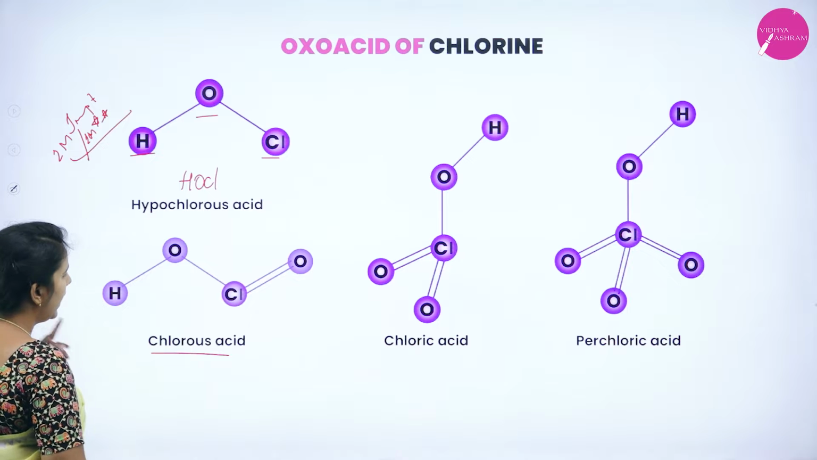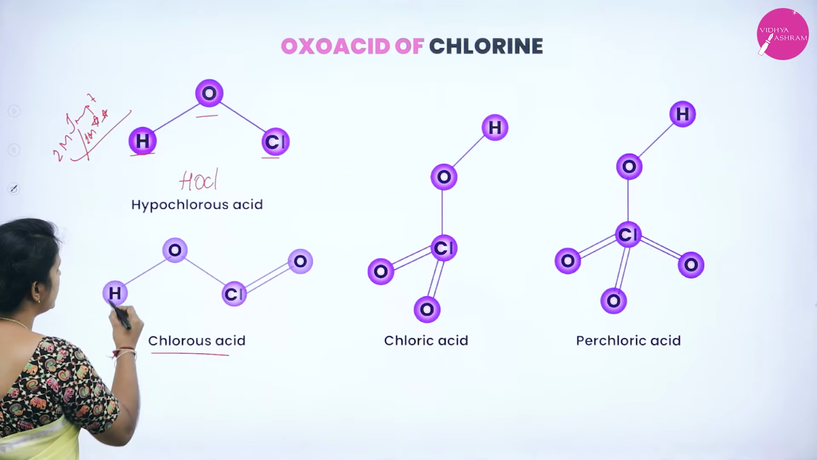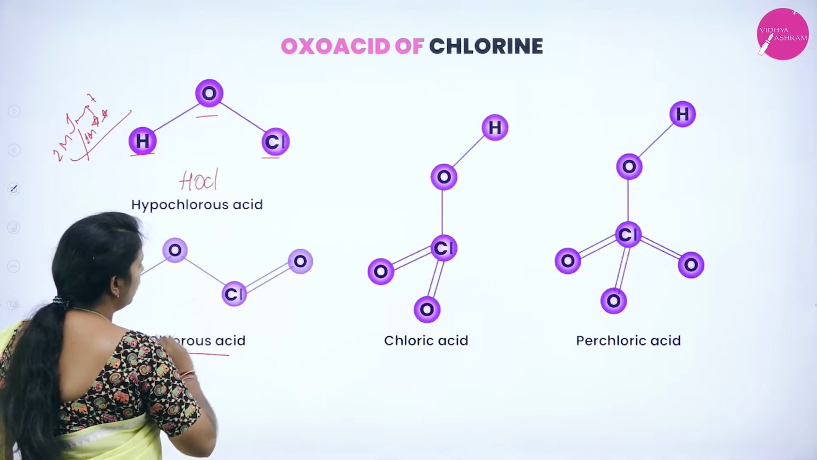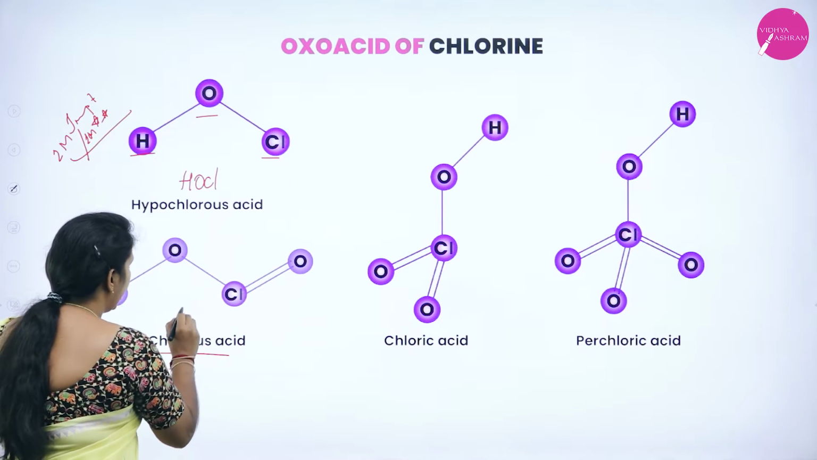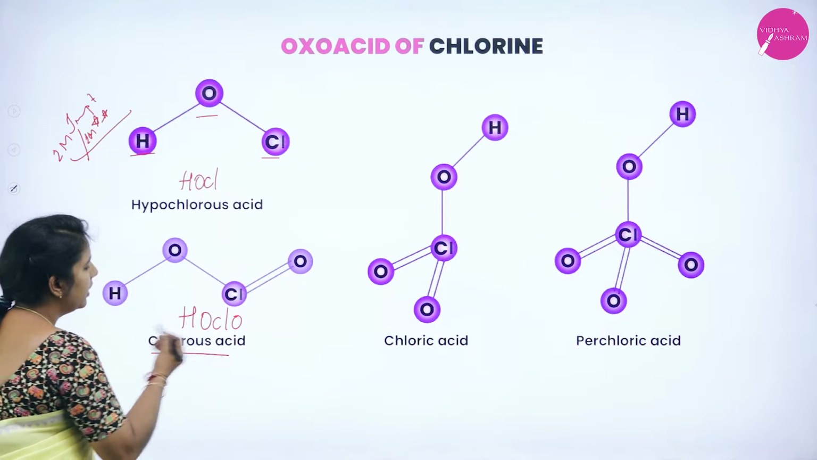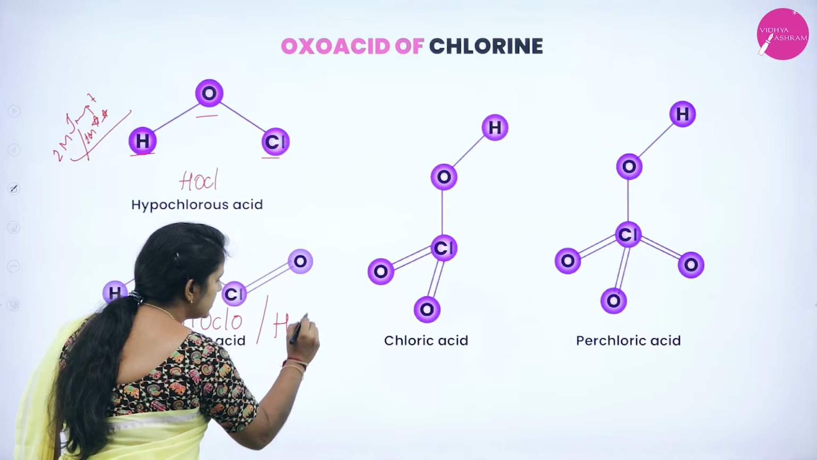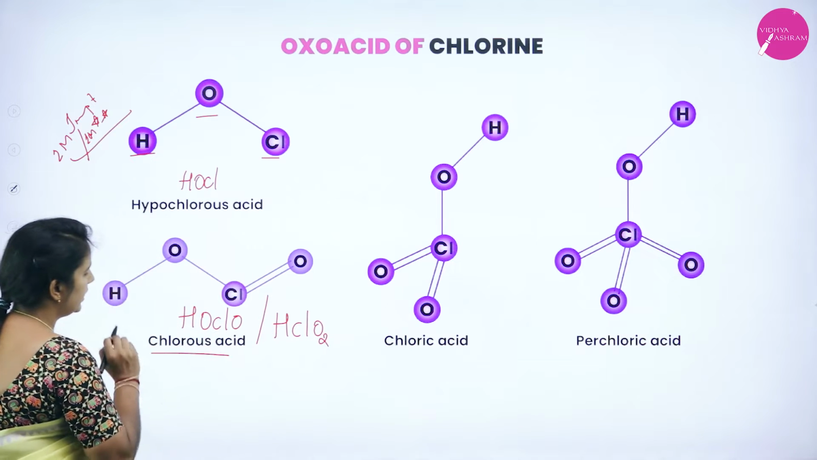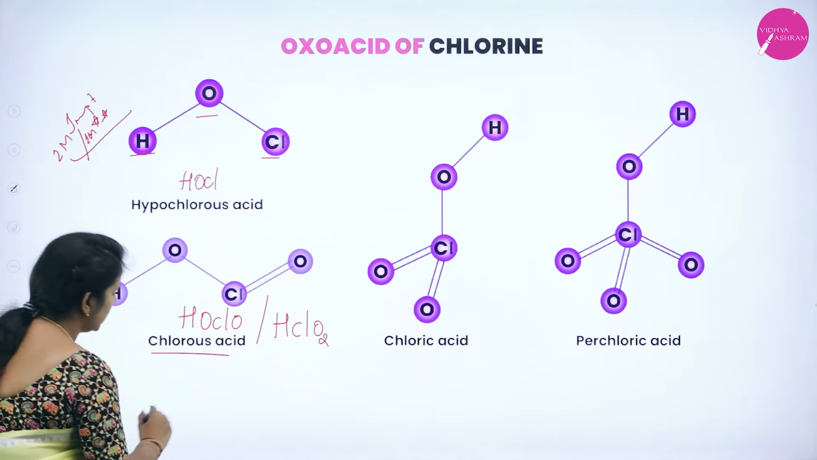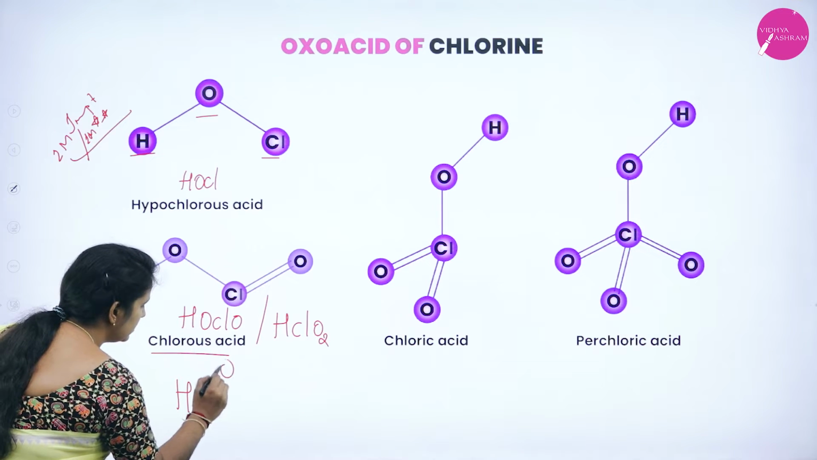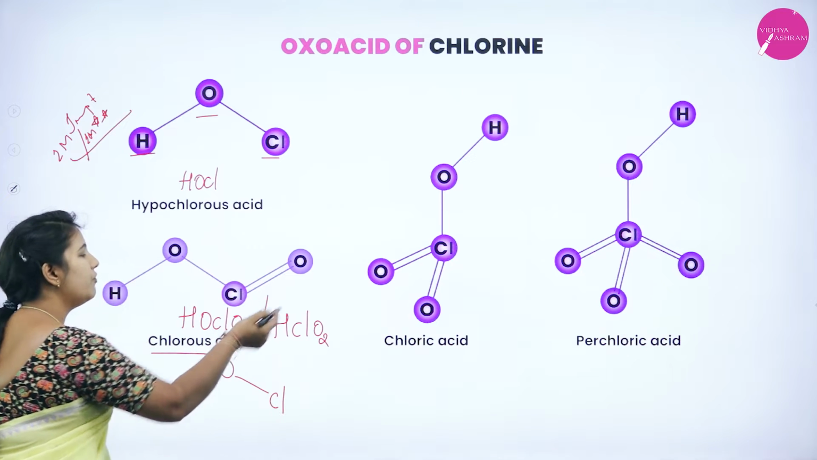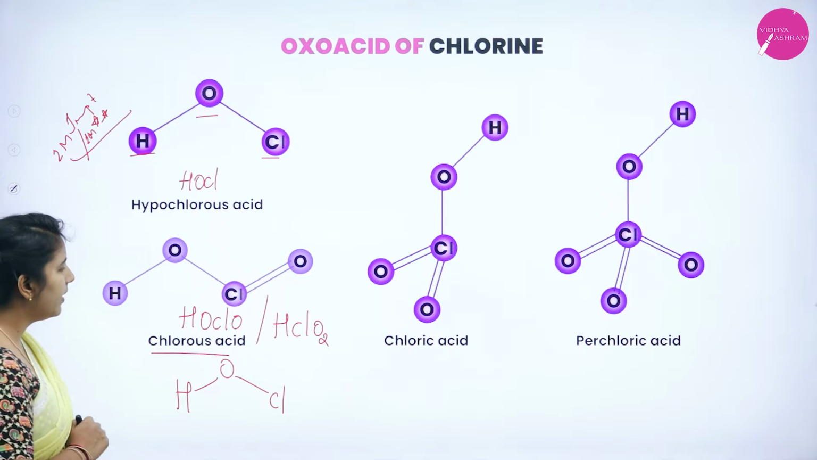Chlorous acid, again you can see that the basic chain is HOCl, but in addition to the O, we have 1 more oxygen, hence it is written as HOClO. You can also write this as HClO2. That is chlorous acid. And from all the structures, we have hydrogen, oxygen with 1 halogen, but the number of oxygen atoms will be increased.